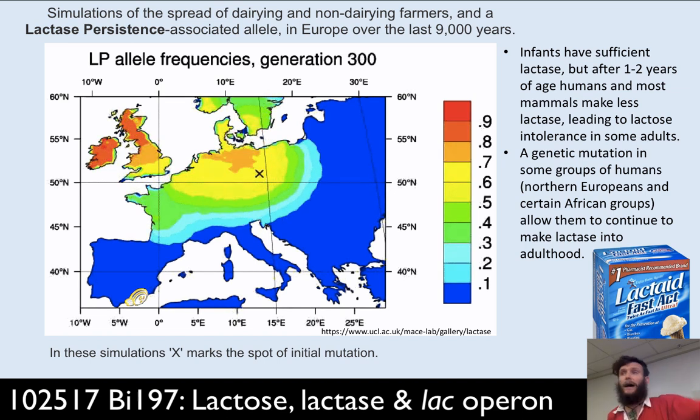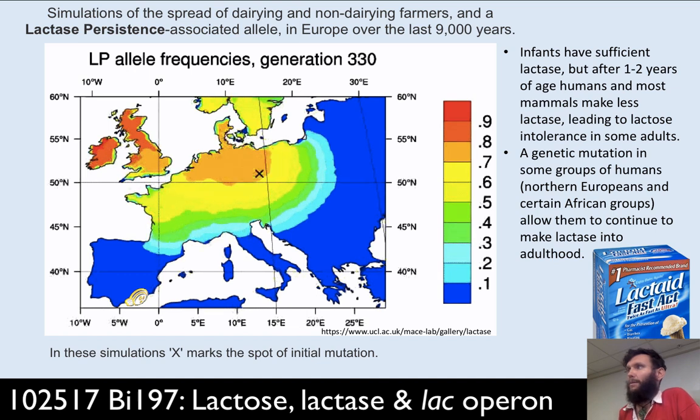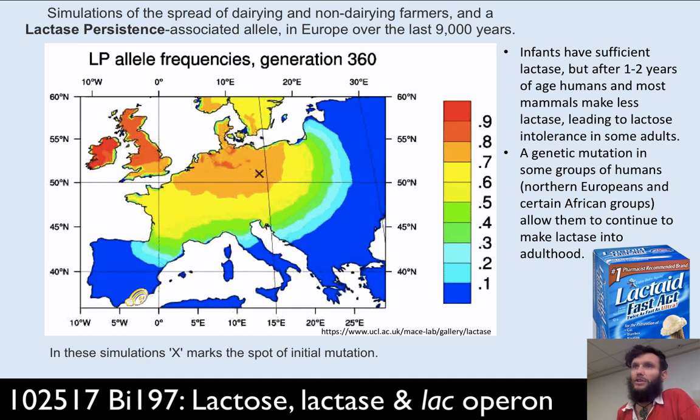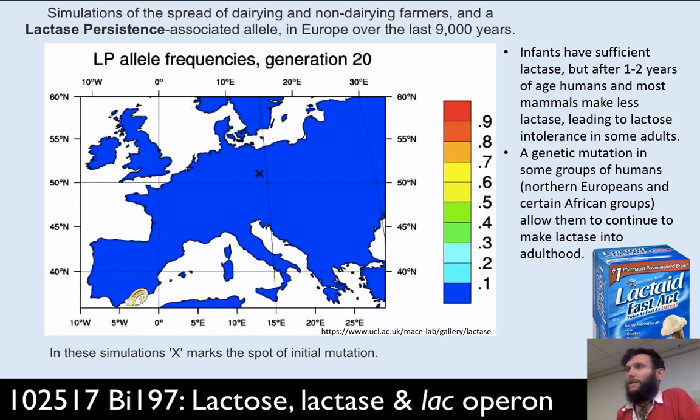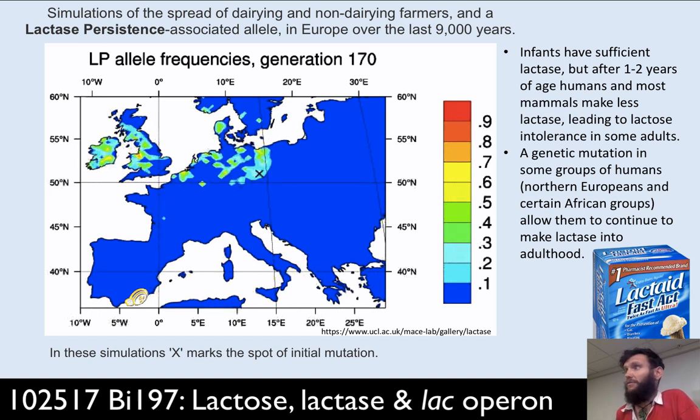This took about 10,000 years to happen. All right, so essentially since the last ice age. As soon as the last ice age receded and animal husbandry came to the fore, that's when the advent of the persistence of beta-galactosidase, or lactase, happened.